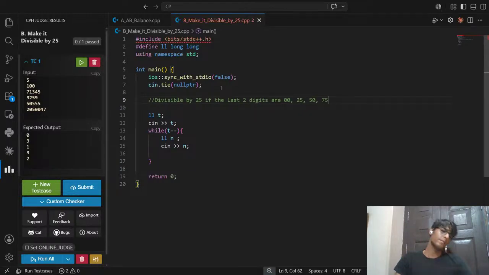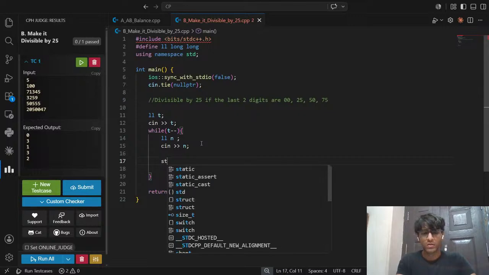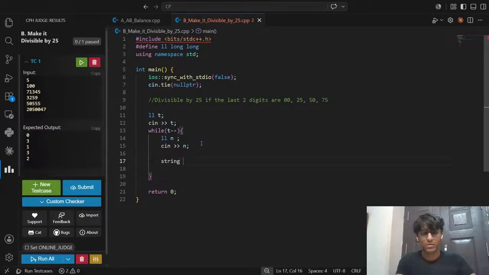Oh, it's simple. We can start from the last digit and... no, we can't do that. Oh, no, we can. Convert this to equals to.